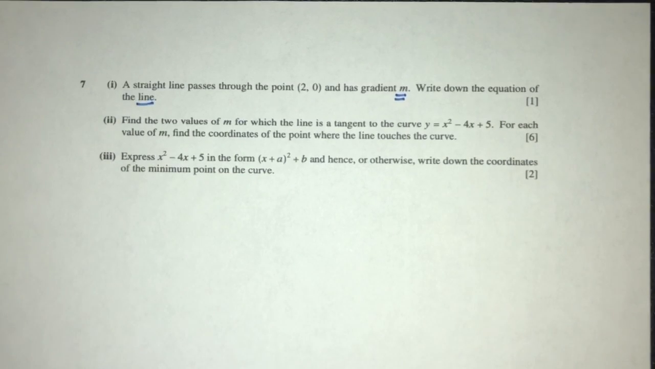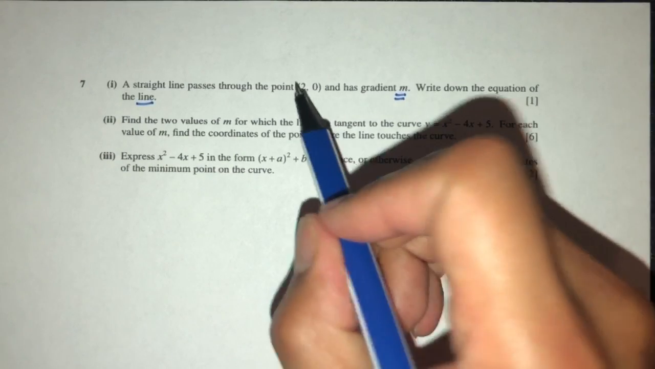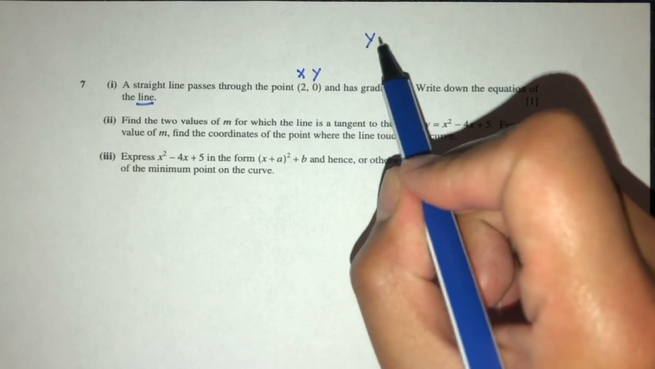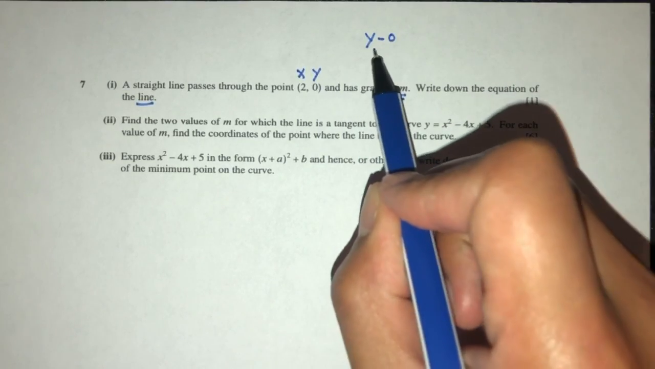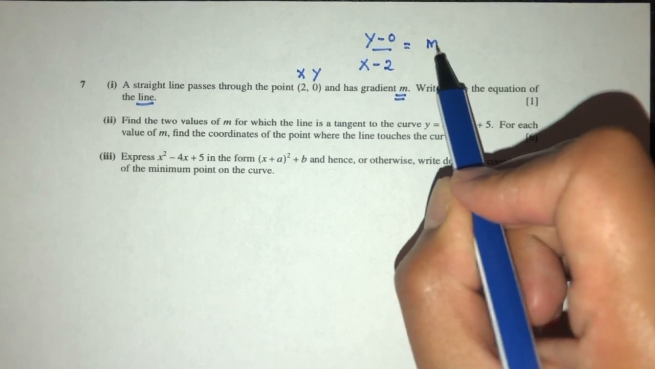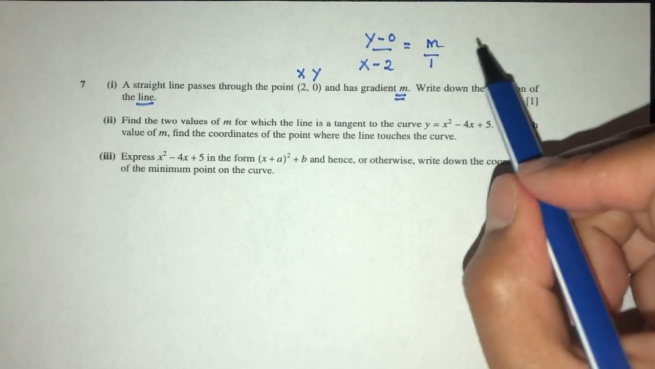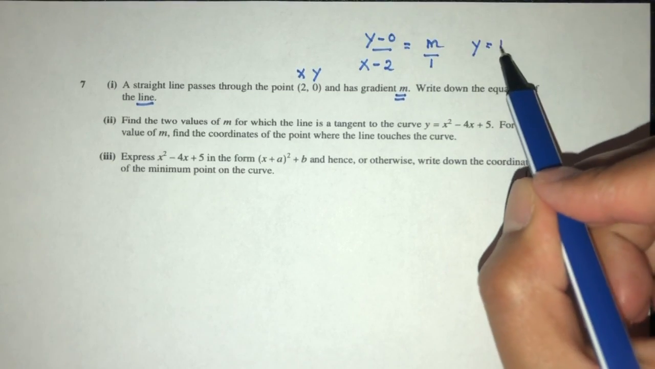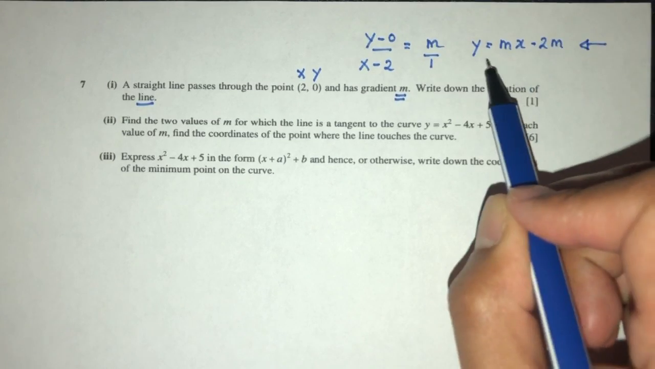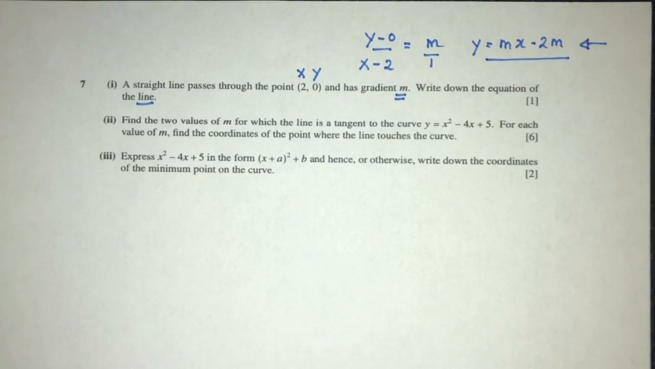So let's try. To find the equation of a line, we have to have a passing point and the gradient. So y minus your passing, the corresponding value, over x minus your corresponding value should be equal to the gradient. Now we can just cross multiply. You will have y equal to mx minus 2m. This will be my equation of my straight line. That is part 1 of your question.